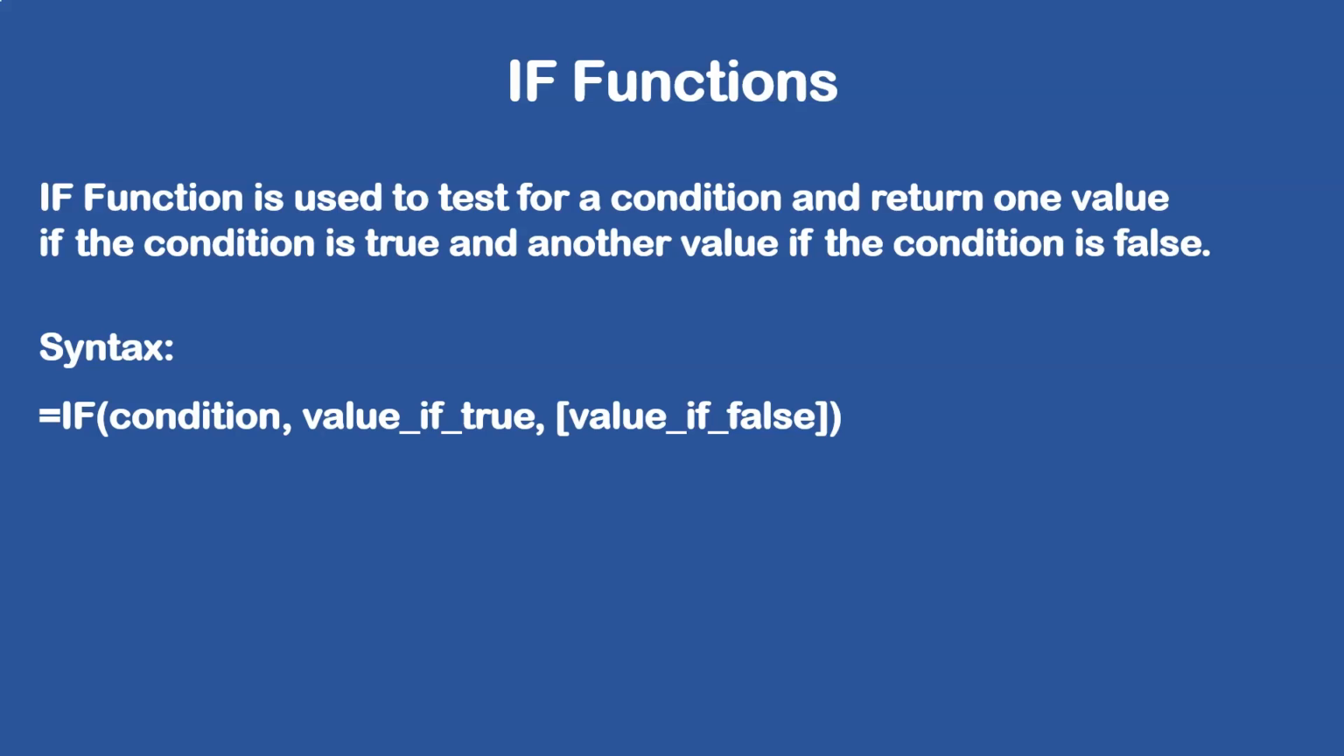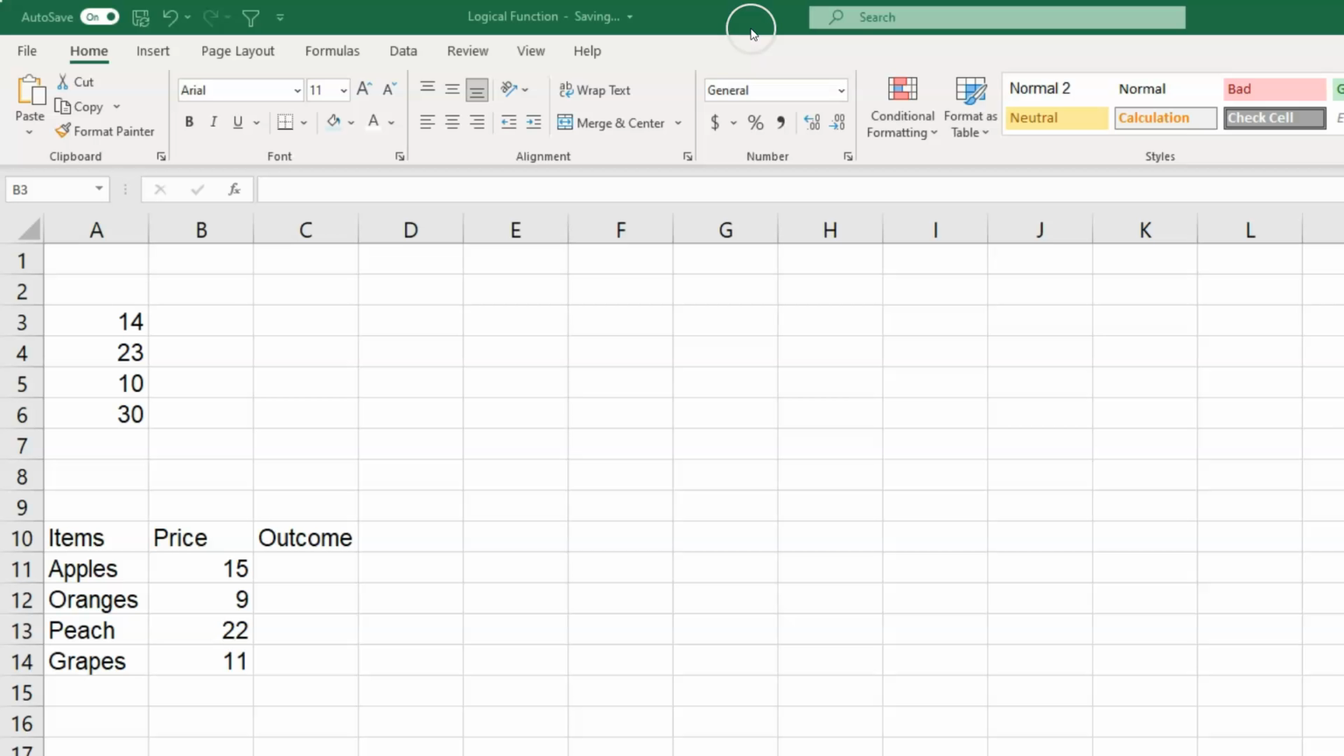The IF function takes on three parameters: the condition, which we want to test, the value to be returned if the condition is true, and the value to be returned if the condition is false. Whenever we see a parameter in square brackets, it means that parameter is optional.